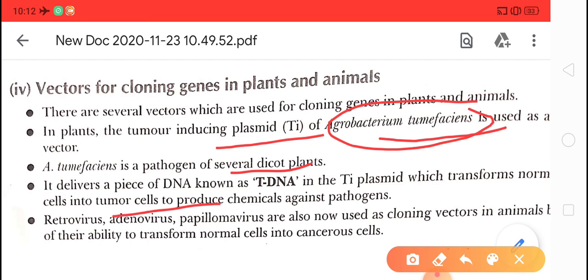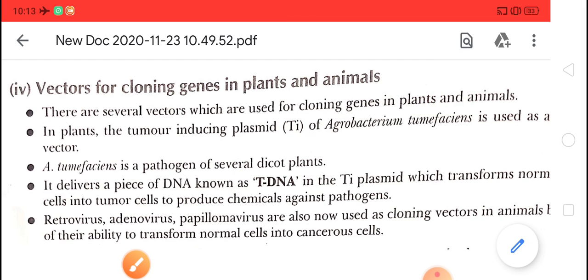So that's why retrovirus, adenovirus, papillomavirus are also used as cloning vectors in animals. Okay, plants में तो that we have discussed Agrobacterium tumefaciens, we alter their DNA, but in animals we use the retrovirus, adenovirus, to prevent cancerous cells. Okay, next.